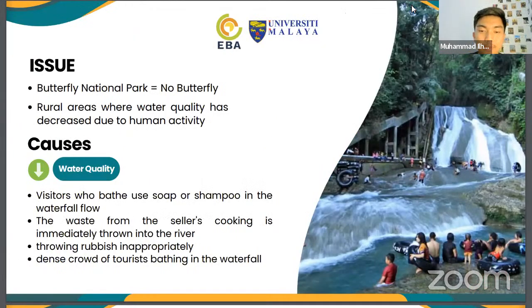Bantimurung National Park is famous for its butterfly paradise in Sulawesi, especially in Indonesia. But currently, the issue is the limited presence of butterflies in the area. One of the reasons behind this is the deterioration of the water quality within the park. The decline in water quality can have adverse effects on the ecosystem. Some factors contributing to the decline are visitors who bathe using soap or shampoo in the waterfall, waste from the sellers' cooking being immediately thrown in the river, rubbish thrown inappropriately, and dense crowds of tourists bathing in the waterfall.